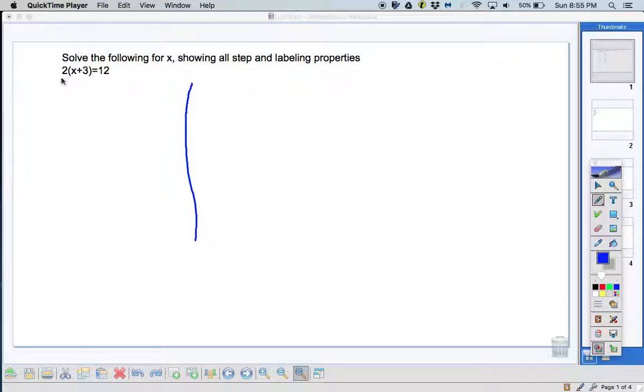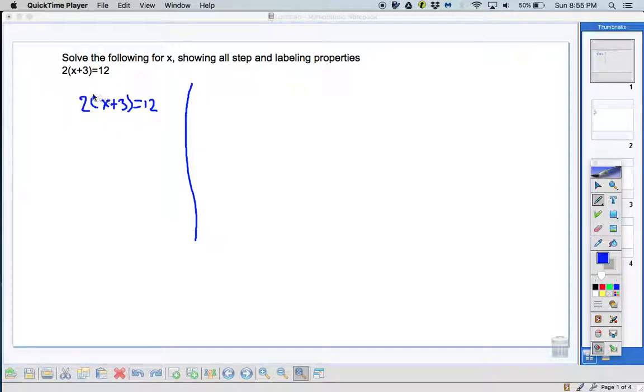So in this case, we're going to be asked to solve 2 parentheses x plus 3 parentheses equals 12, and we're going to actually make a proof to show what x actually is. So the first thing we're going to do is just rewrite the original, which is 2 parentheses x plus 3 is equal to 12. And we don't give a reason for the first one because that's what we're starting with. And so now we would solve it the way we normally solve it.